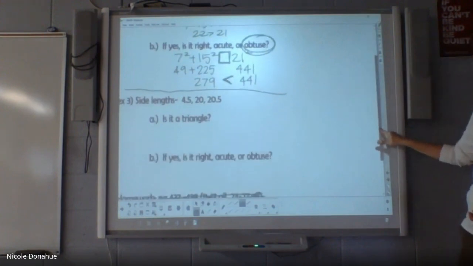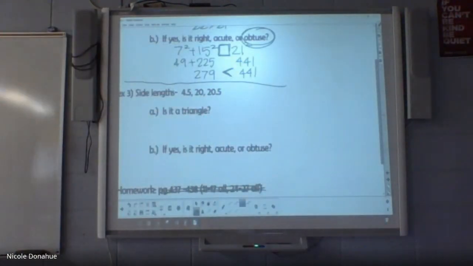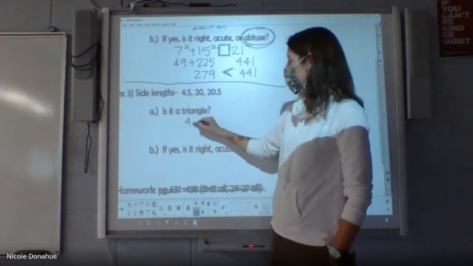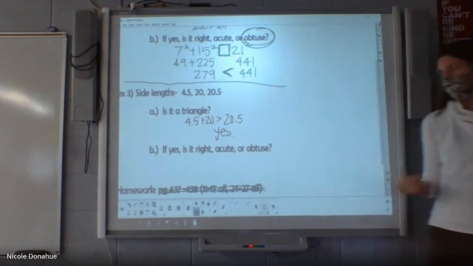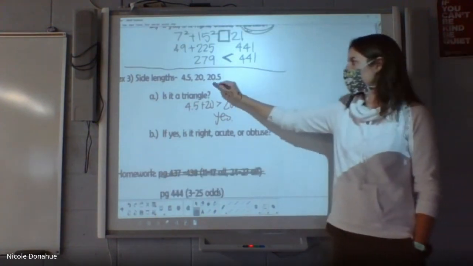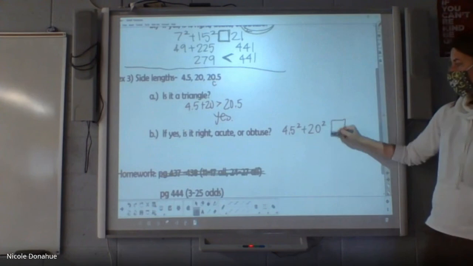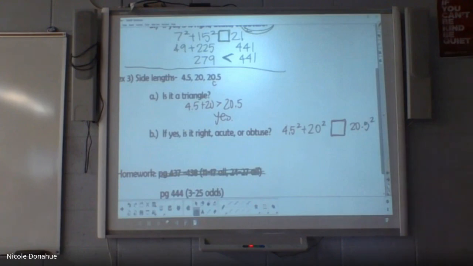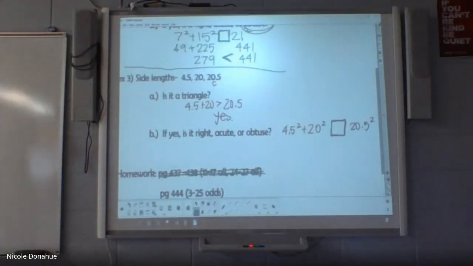All right. And then letter B here, or example 3, sorry. First of all, is it a triangle? Yeah. 4.5 plus 20 is greater than 20.5, so yes, it's a triangle. And then is it a right, acute, or obtuse triangle? So again, our C has to be our longest side. I know, the triangle part of it is tough because we've kind of thrown two inequalities into the same section, inequality rules.